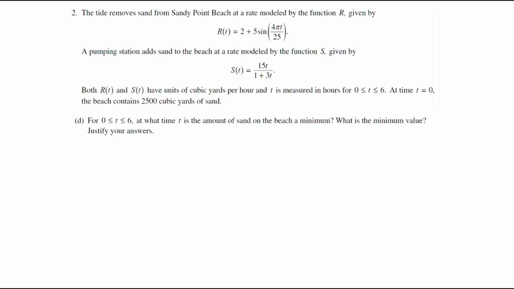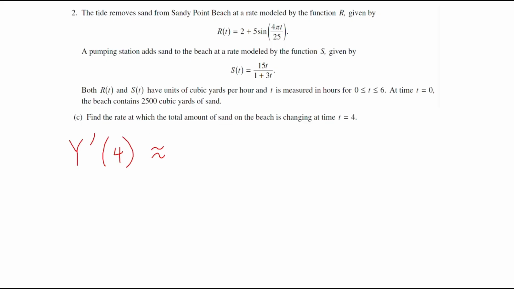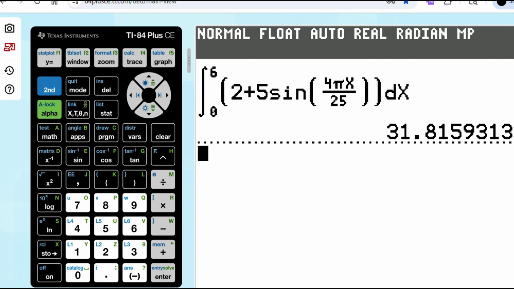Let's look ahead. And part D says, when is the amount of sand on the beach at a minimum? Well, the amount of sand is y. It can be at a minimum when its derivative, y prime, is equal to 0. So we're going to have to graph y prime, which means we're going to have to type it into our y equals screen anyway. So what I'm going to do is I'm going to just do that right now.